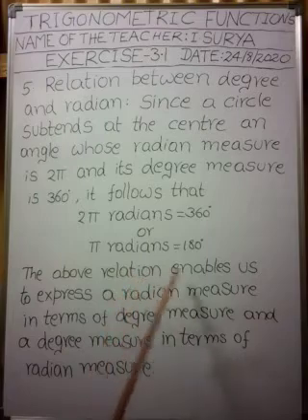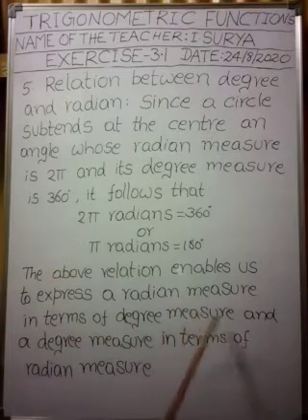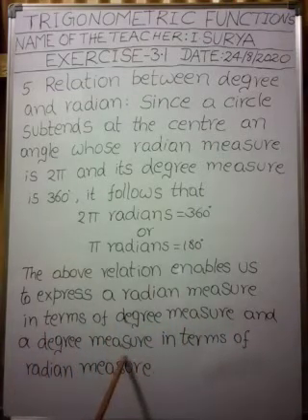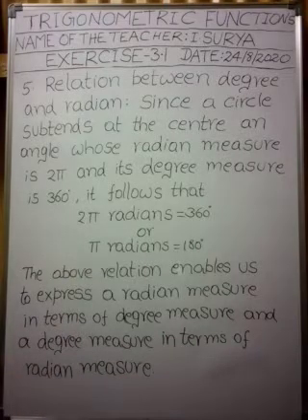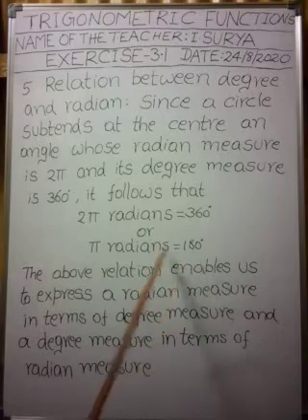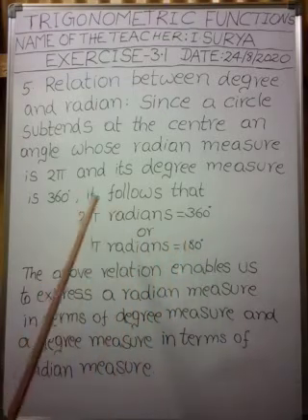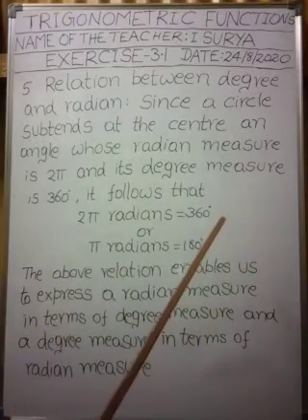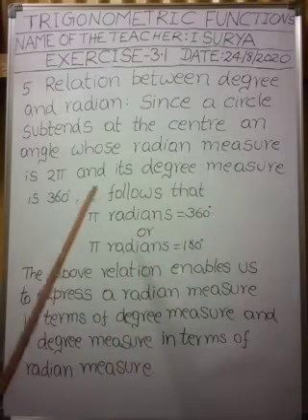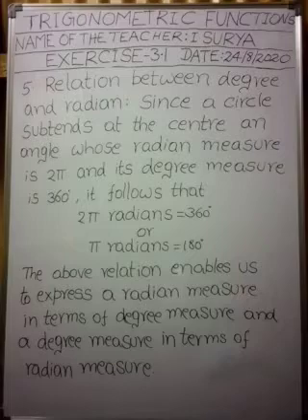The above relation enables us to express a radian measure in terms of degree measure and a degree measure in terms of radian measure. Okay, my children, with the help of this relation between radian measure and degree measure, we can convert radian measure into degree measures and we can convert degree measures into radian measures of a given angle.